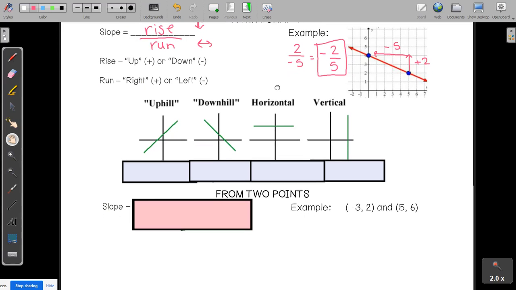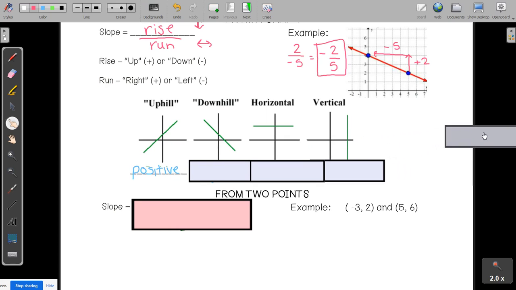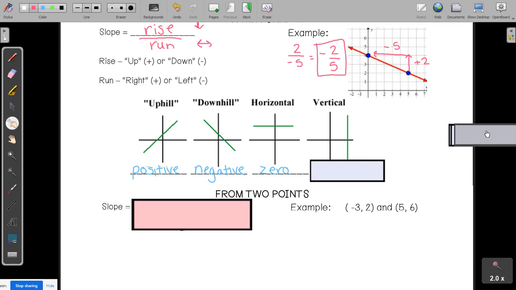So now let's look at different types of slope. If you're thinking of a car driving and it's going uphill, that's going to be a positive slope. If you're going downhill, that's a negative slope. A horizontal line has a slope of 0. And a vertical line has a slope of undefined. It does not exist.